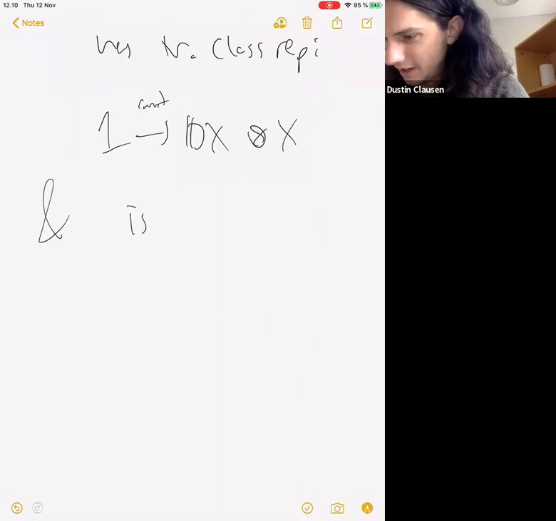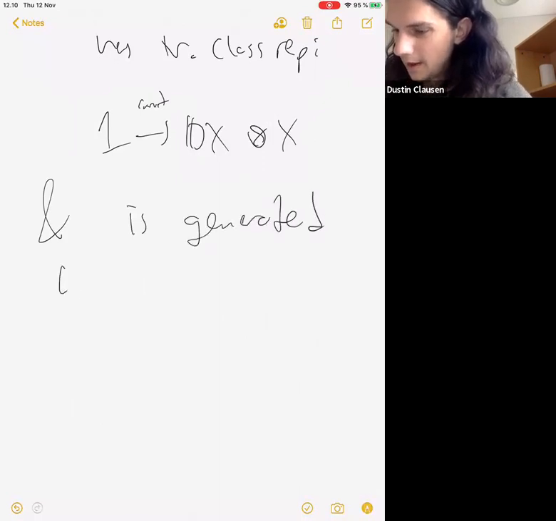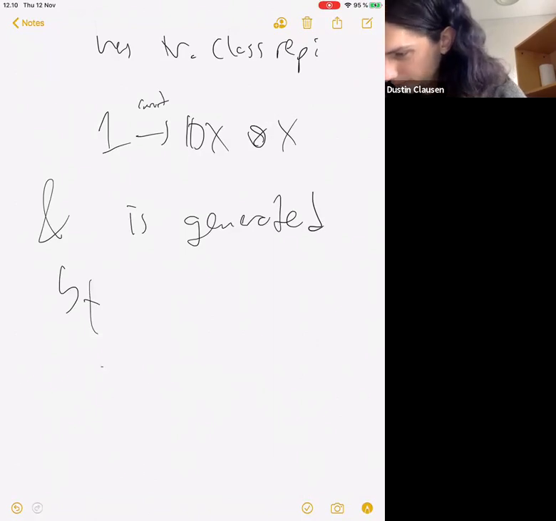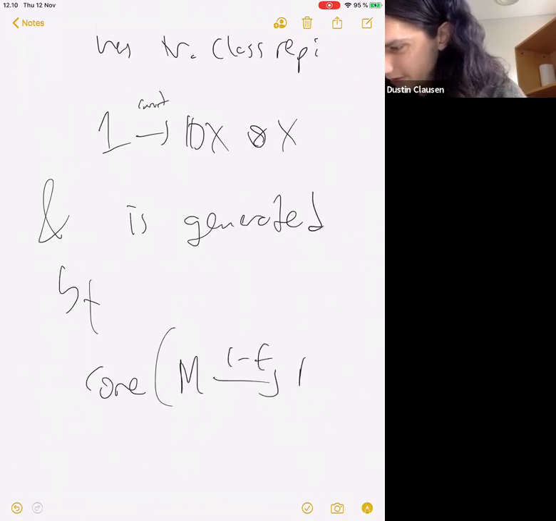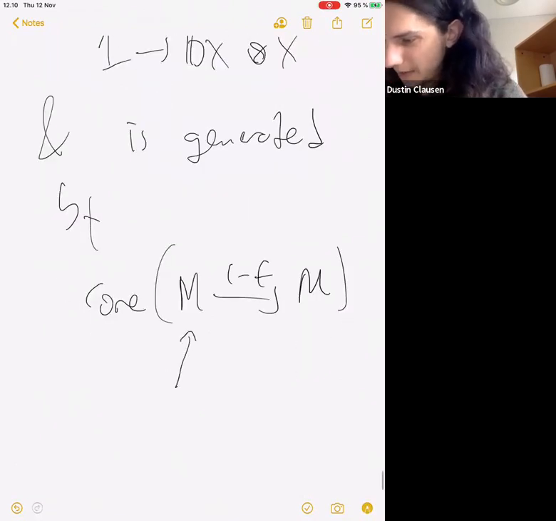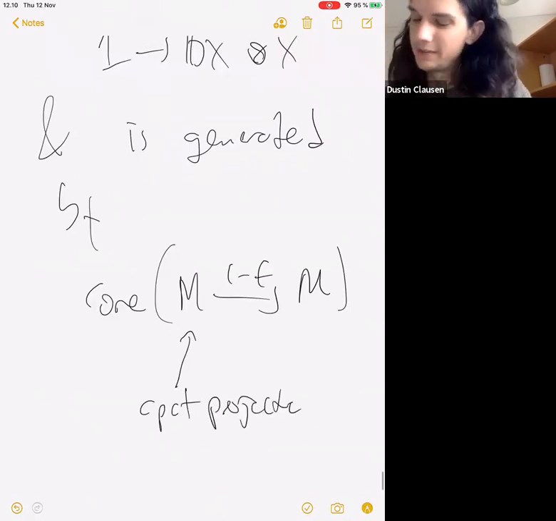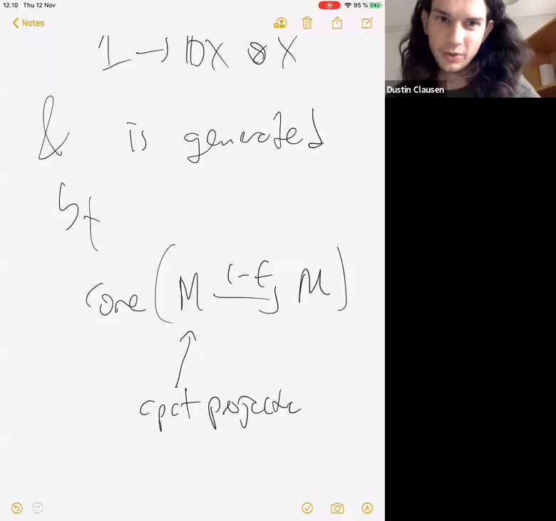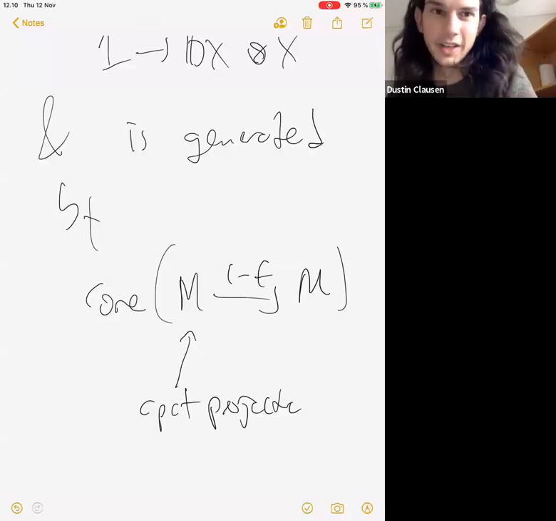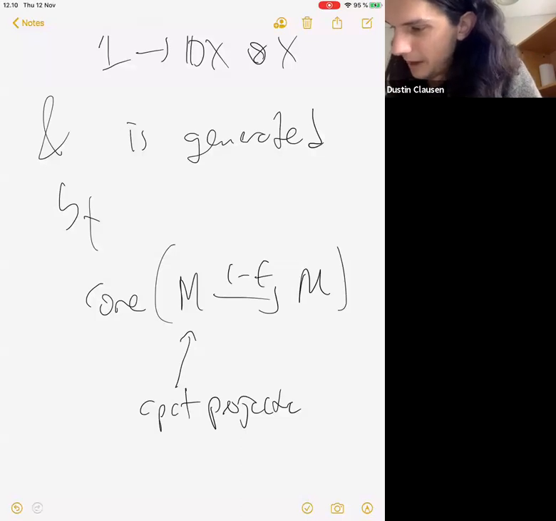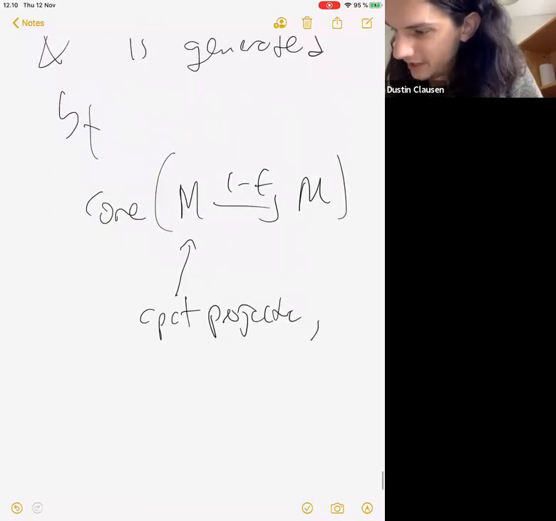And this is generated as a fixed subcategory, or generated by the cone of 1 minus f on m, where this is a compact projective. So now I might have to be assuming some t-structure in my general situation, but anyway, we can specialize to the solid Qp if we like. So this is a compact projective module, and f is trace class.